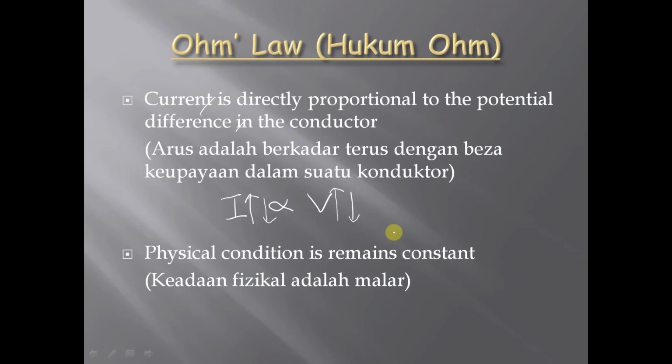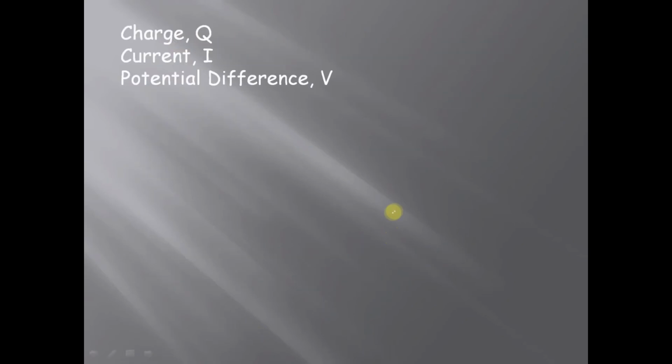Bukan begitu saja. If you look at the definition, they still also mention that the physical condition is to remain constant. Keadaan fizikal adalah malar. So apa maksudnya kenyataan ini? So semua yang cuba saya nak terangkan di sini, saya boleh guna satu slide yang mudah to explain it to you. So before you understand properly what Ohm's Law means, you need to understand these 3 simple and basic things first. It's what we call charge, current, and potential difference.